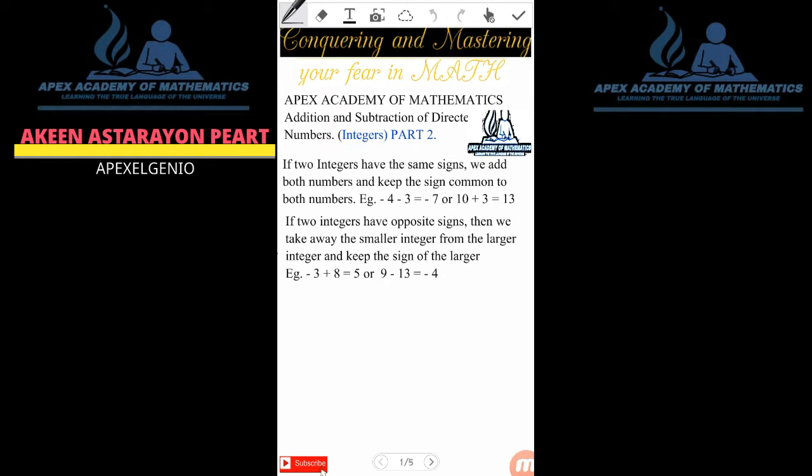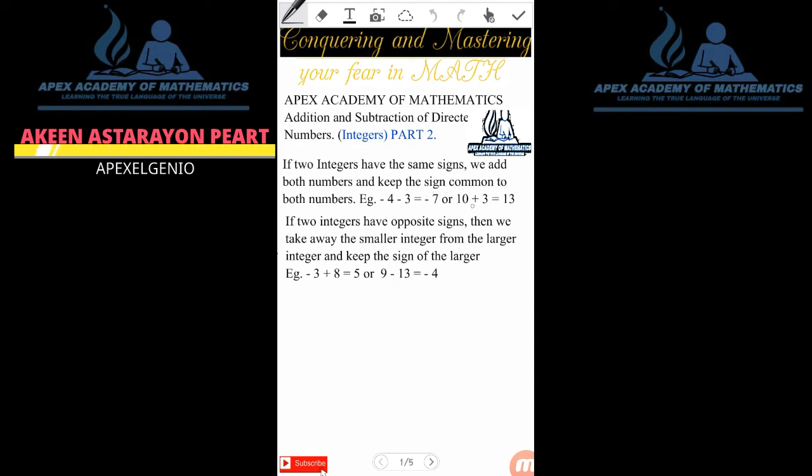So let's pick this video up from the last one. We explained in part 1 that if two integers have the same signs, we add both numbers and we keep the sign that is common to both numbers. Here we have -4 and -3. Since both integers have the same signs, we add the 4 and the 3 together, so that gives us 7. But since the negative is common to both numbers, we leave our answer as -7.